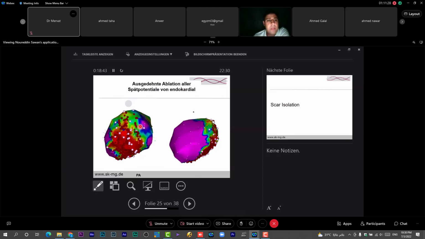However, that's what we have done at the end of the procedure. It was a long procedure, about 3 hours, 2 hours of ablating. So a lot of ablation points. And that's what we call homogenization.